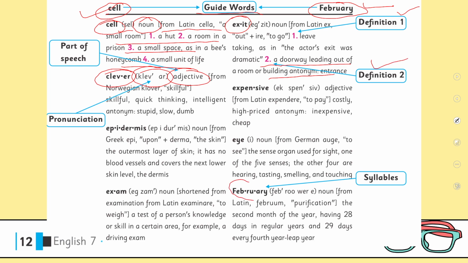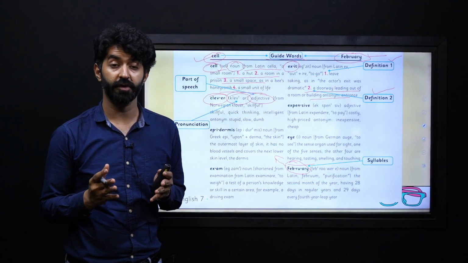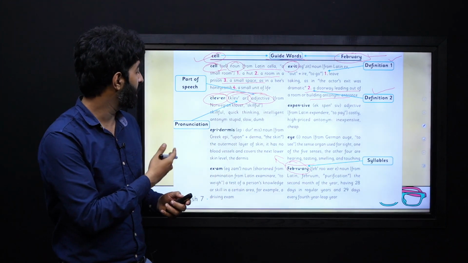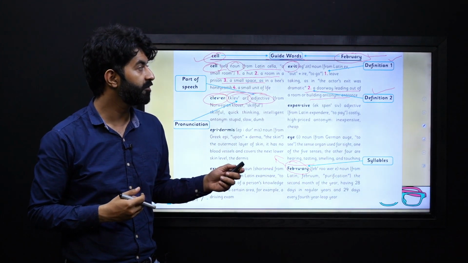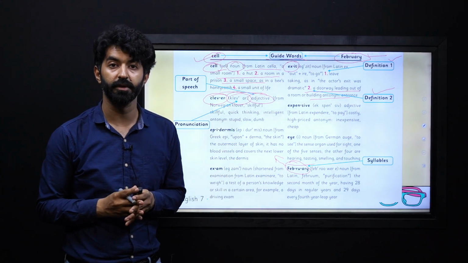Also, the dictionary is telling you about the syllables of the entry word. Here you can see the word February is divided into different syllables. So we have seen that in a page of a dictionary we can find our part of speech, pronunciation, definitions, guide words, and also our syllables.